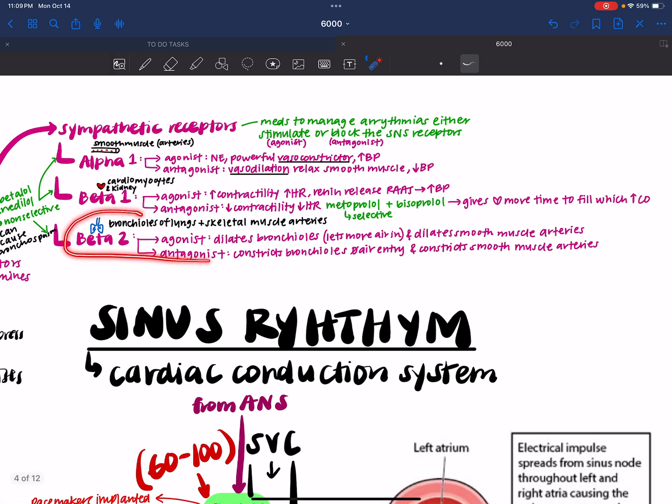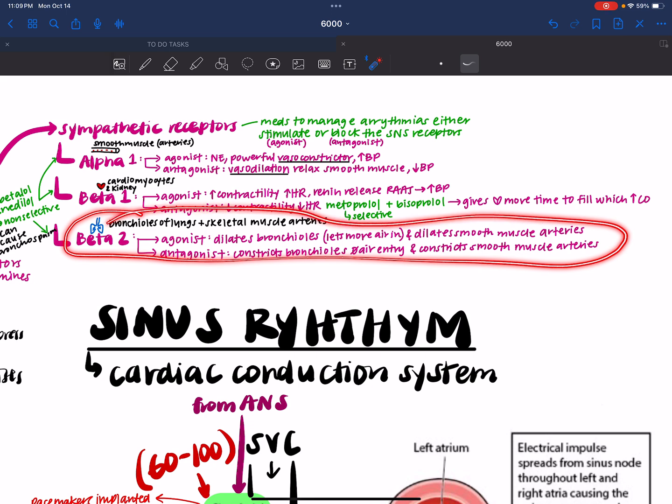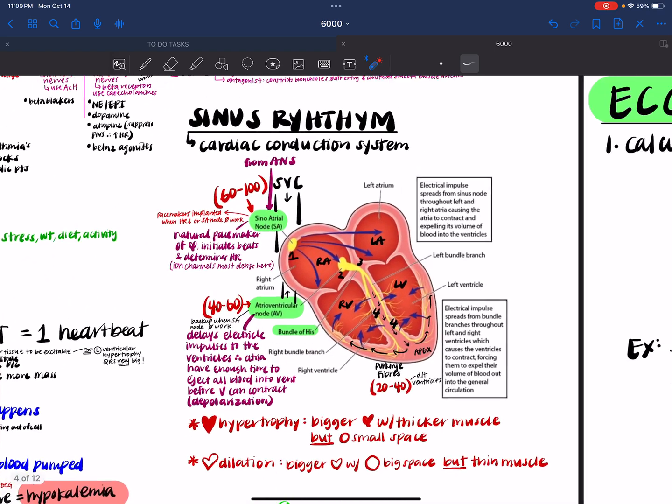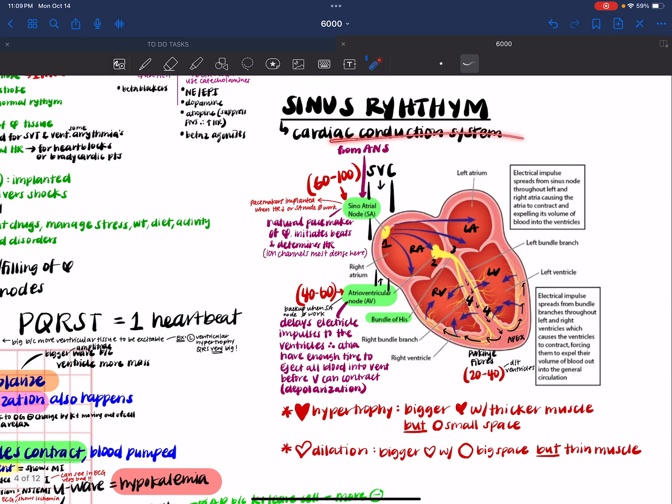We talked about beta 2 already, but beta 2 specifically works on the lungs. If it's an agonist, it helps the SNS. If it's an antagonist, it does the opposite. Now, looking at sinus rhythm and the cardiac conduction system, which is very important, it comes from the autonomic nervous system. If it's going too fast, the SNS is fired up, with a lot of agonist activity on the SNS. But if it's super slow, the PNS is highly activated.